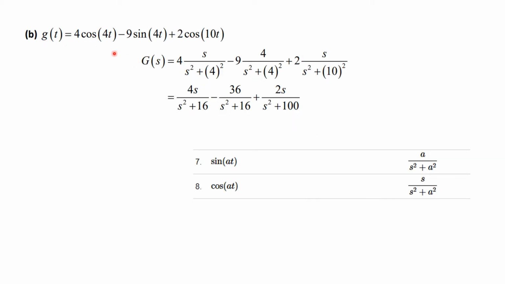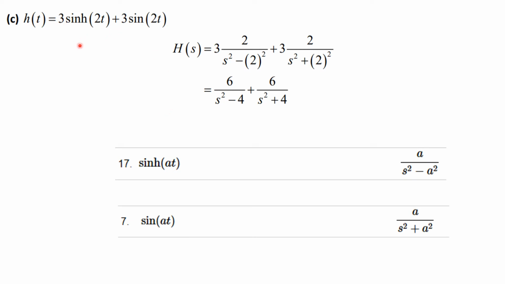This one, again, it's linear, so the 4, -9, and 2 just sit there. We're going to use formulas 7 and 8 from our table to take the transforms, and this is what we get for our answer.